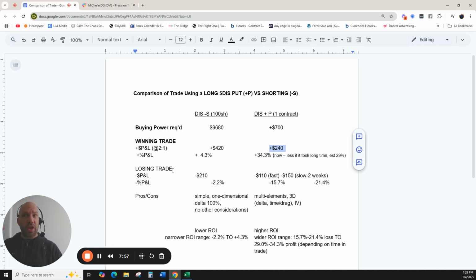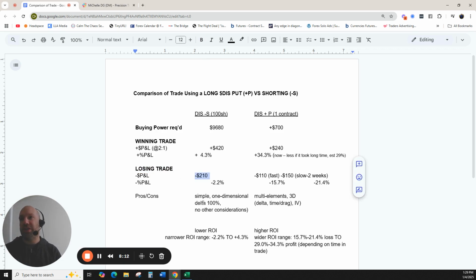Now, if this trade had gone the other direction, like if it was a losing trade, right? And they're going to have them. Anyone who says they win 100% of the time is lying. All right, so let's go on a negative. The trade went against you. You would have lost 210.